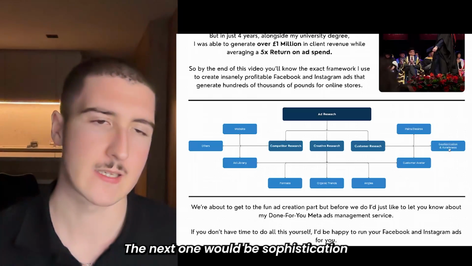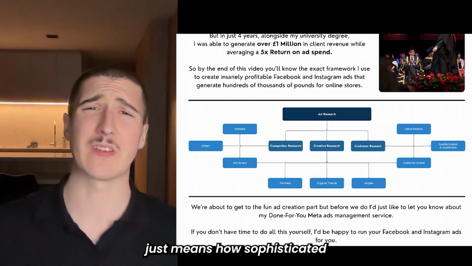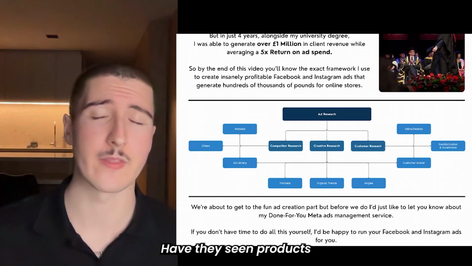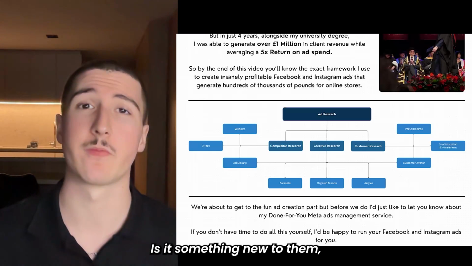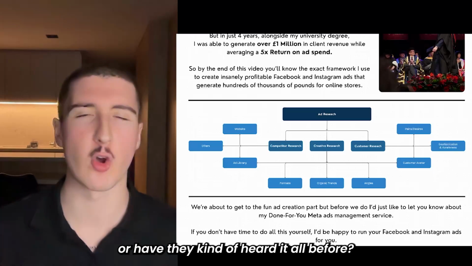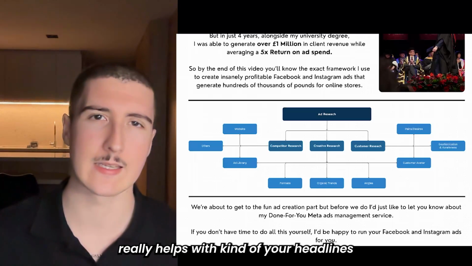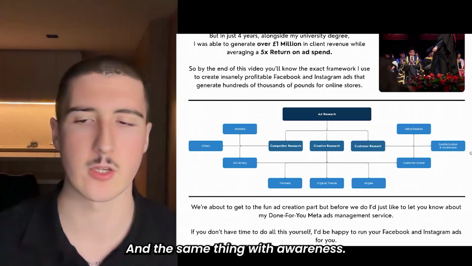The next one would be sophistication and awareness. This sounds complicated, but it really isn't. Sophistication just means how sophisticated is the market. So have they seen offers like yours before? Have they seen products like yours before? How well do they know your market? Is it something new to them, or have they kind of heard it all before? So knowing that obviously really helps with your headlines for your ads and things like that, and where to start the conversation. And the same thing with awareness.